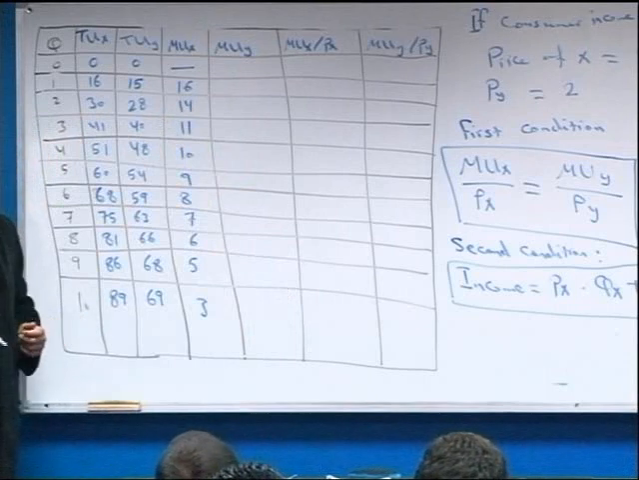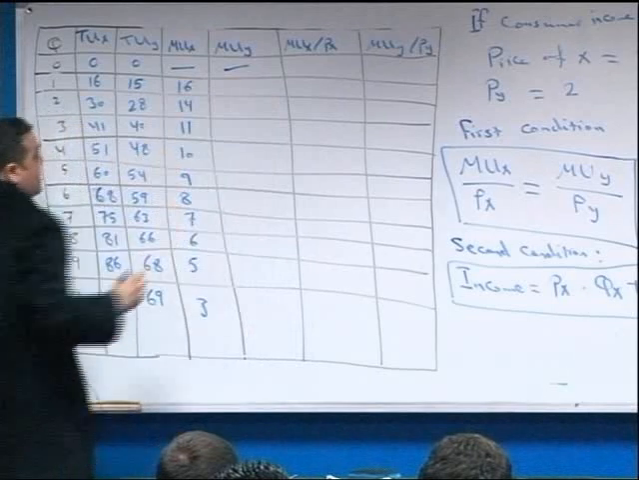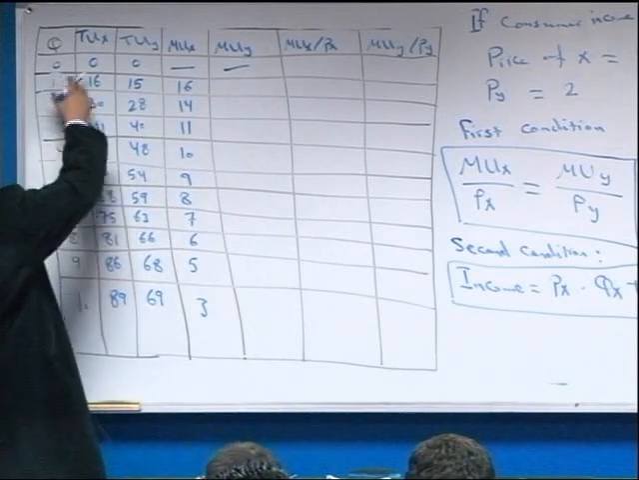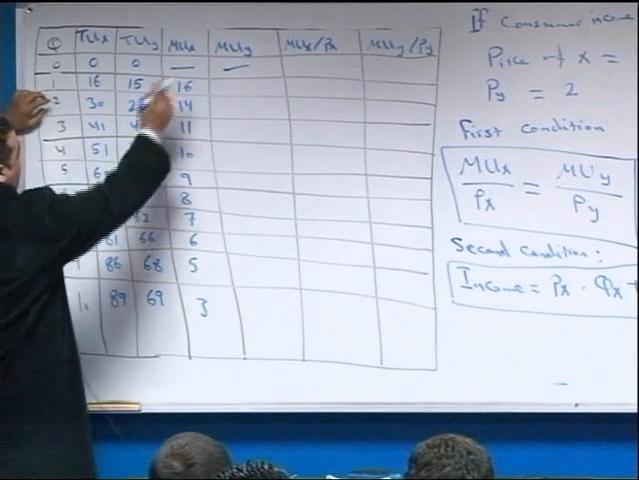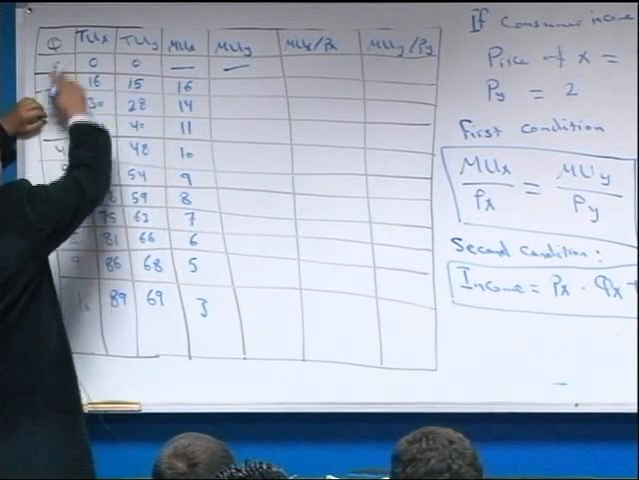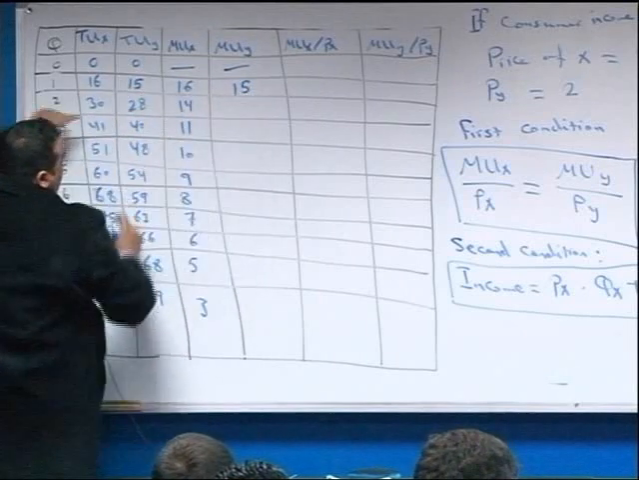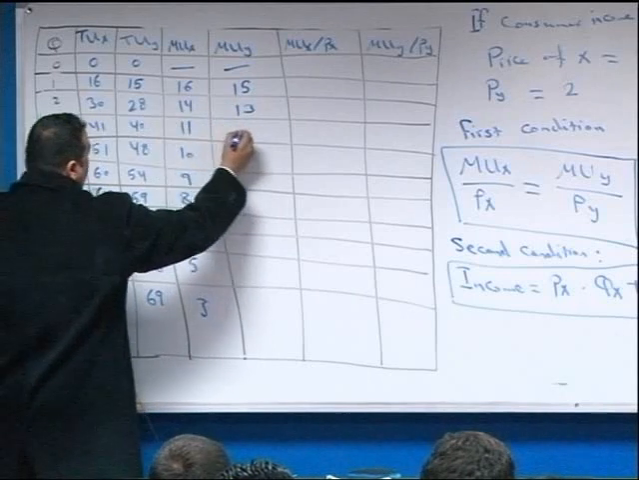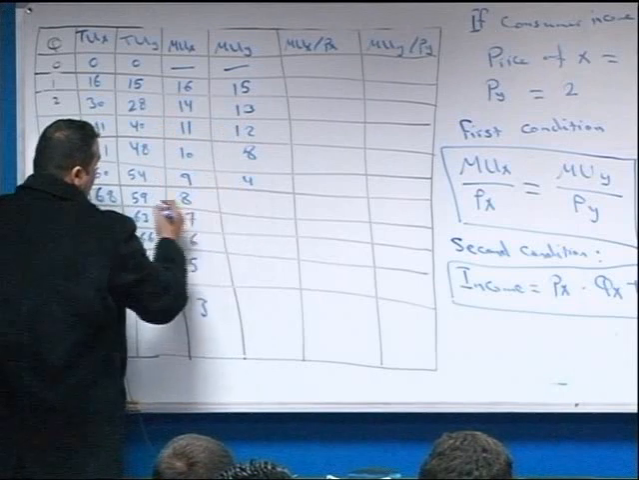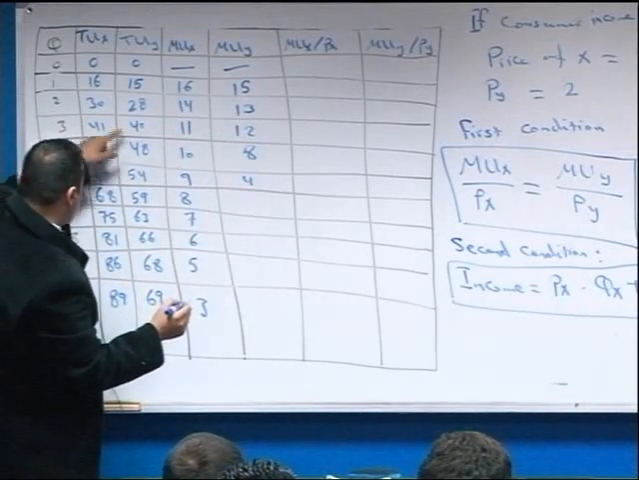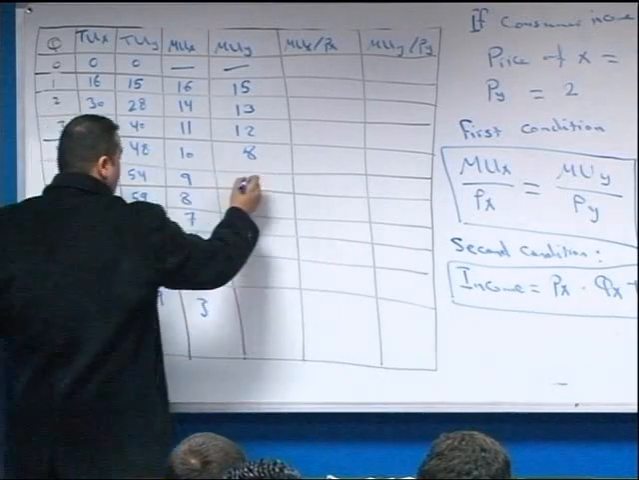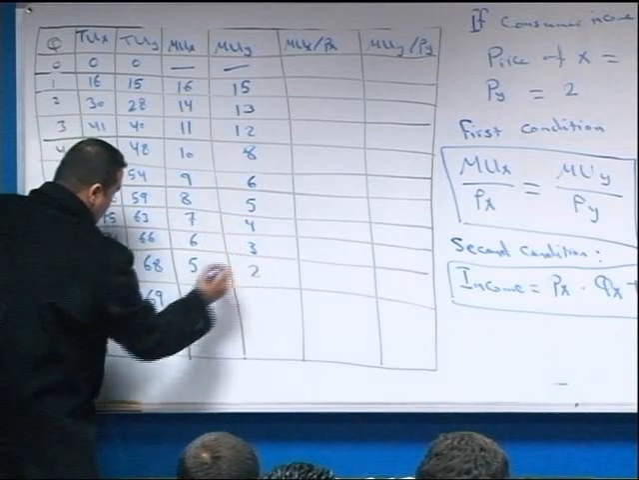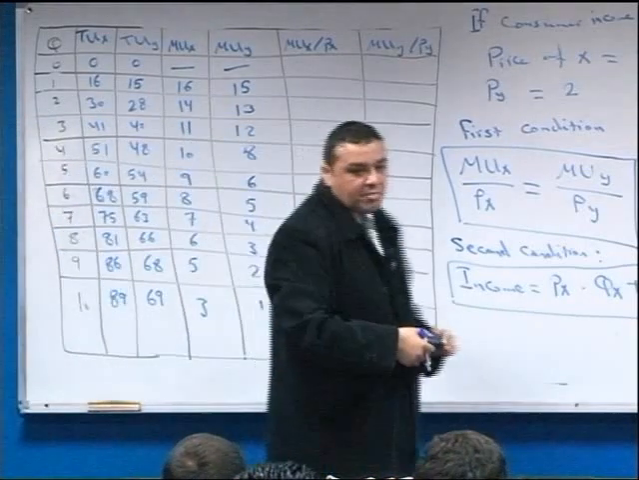Let's calculate the marginal utility of Y by using this formula. At quantity 0, there is no change in the marginal utility. Then if we add 1 unit of Y, the marginal utility of Y equals delta TU over delta Q, 15 minus 0 over 1 minus 0, 15 over 1, 15. Then 28 minus 15 over 2 minus 1, 13. Then 12, 8, sorry, 14, 8, 6, yes. Then 5, 4, 3, 2, 1. These are the values of the marginal utility of X and Y.